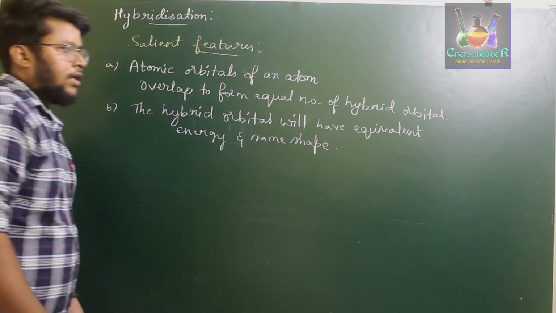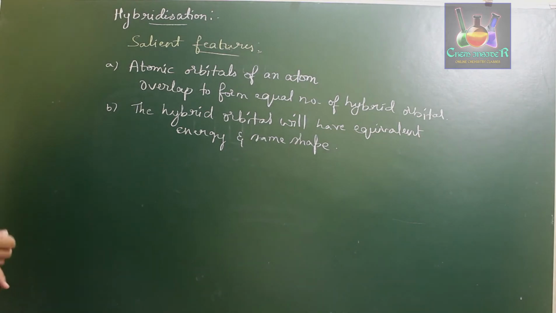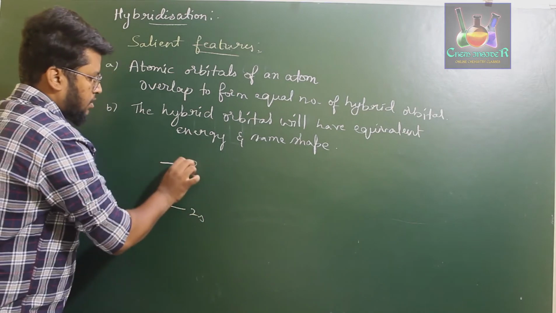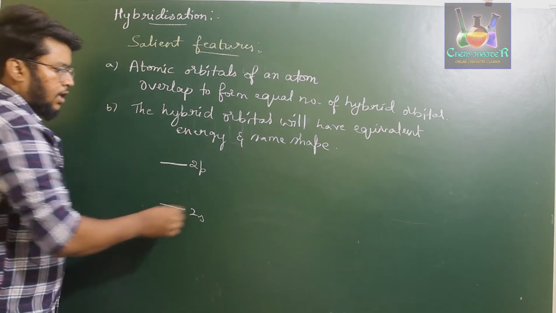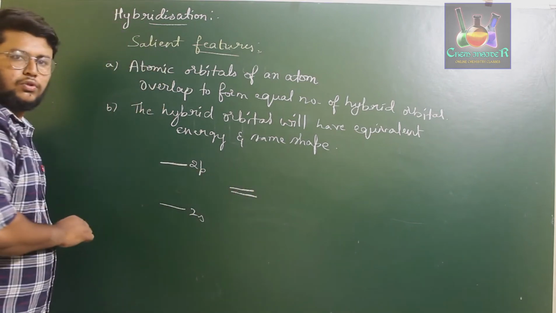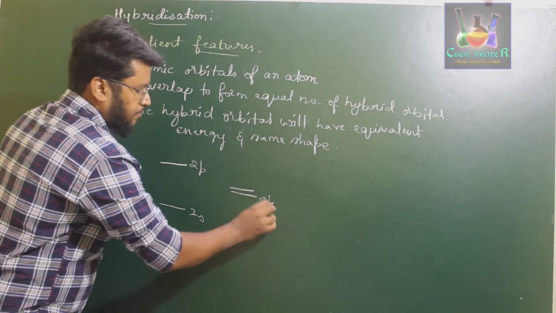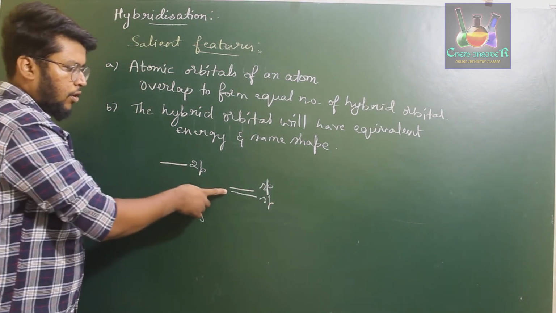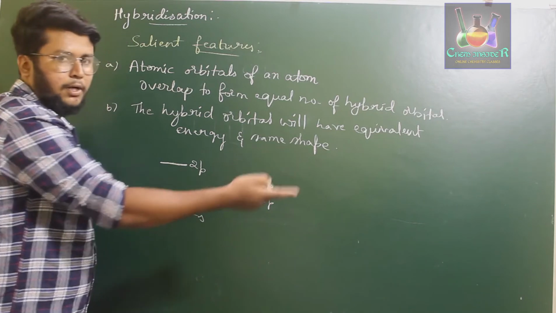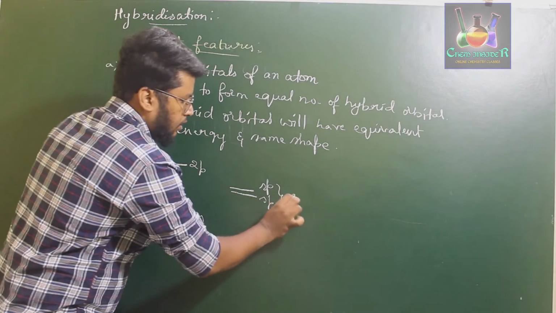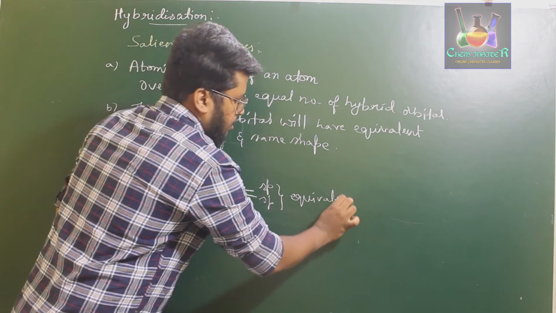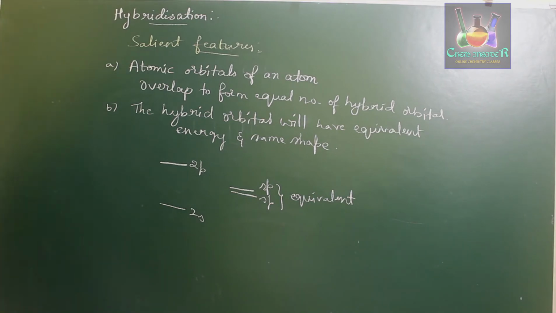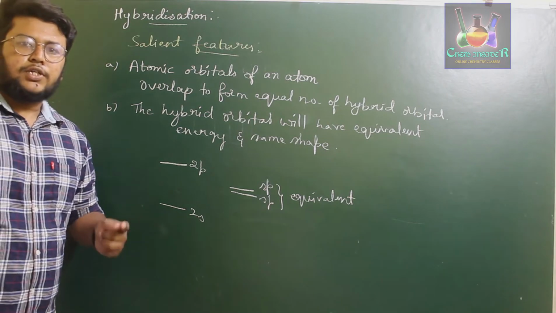The hybrid orbitals will have equivalent energy and the same shapes. That is, if you consider this is the energy of 2s, this is the energy of 2p, these two get combined to form one sp and this is one more sp hybrid orbital. One 2s and one 2p get combined to form two sp hybrid orbitals, and these two will have equivalent energy. That is the second point, and further they will have the same shapes.